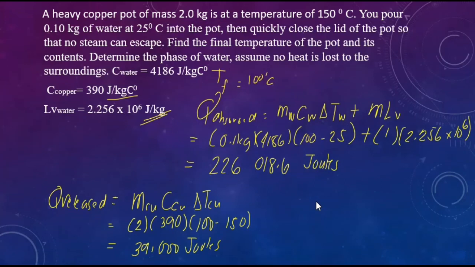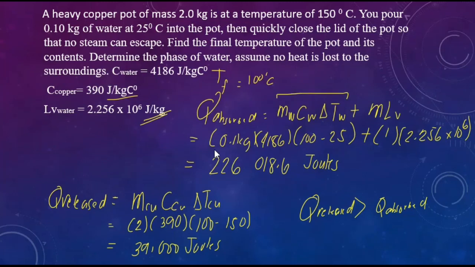So that means you can see here that the Q released is actually greater than the Q absorbed. Therefore, we have to adjust the Q absorbed. So that means the heat released by the pot, or by the copper, is not enough to turn all water into steam. So let's check this one first.